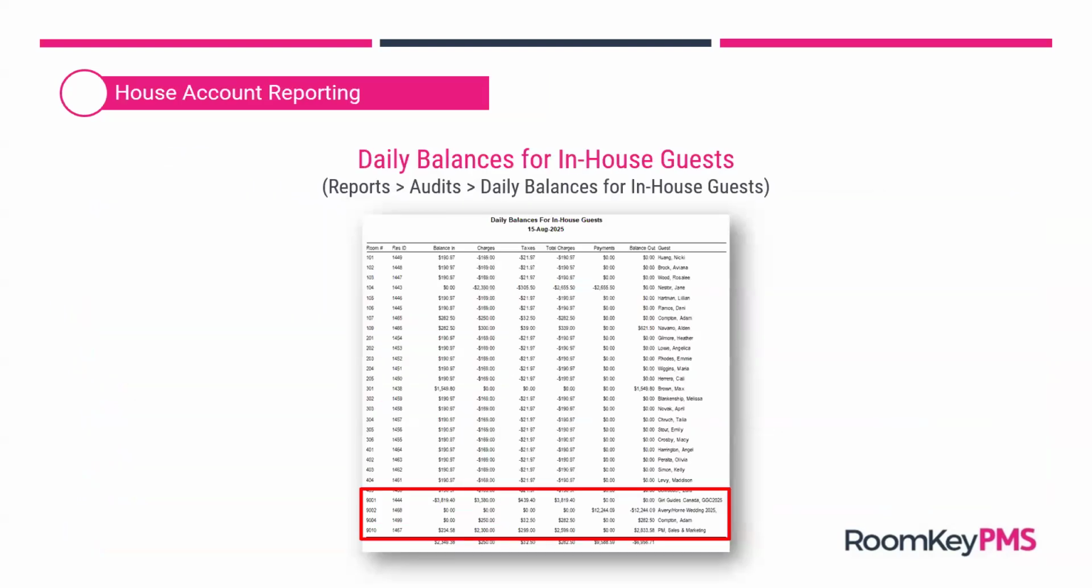There we go. So this auditing report for in-house guests, this is only going to show balances for house accounts that are currently checked in. So if you have deposits for future groups, house accounts, they will not appear on this report until that group and that group house account is actually checked in.